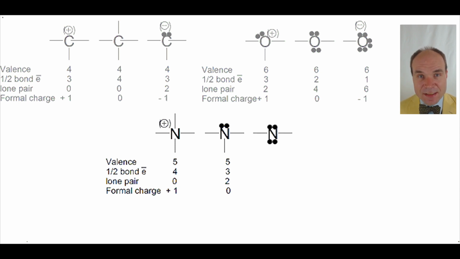Finally, our last nitrogen still has 5 valence electrons. Counting the number of bonds, you'll see there are 2. Therefore, there are 4 electrons involved in those bonds. Half the number of bonded electrons is 2. Counting the number of lone pairs, we have 2 lone pairs. Therefore, there are 4 electrons involved in those lone pairs for an overall calculation of 5 minus 2 minus 4 to give us minus 1. This nitrogen arrangement has a formal charge of minus 1.